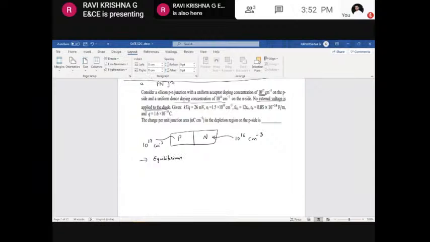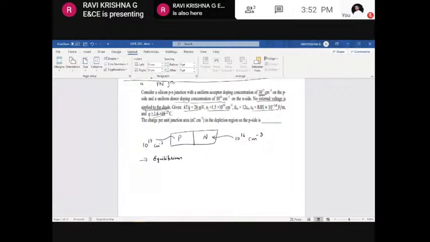Which means the device is under equilibrium state. It is given that kT/q, the thermal voltage, is 26 millivolts, and the intrinsic concentration of silicon is 1.5 × 10^10 per cubic centimeter. The permittivity of silicon is given as 12 times epsilon naught, and the permittivity of free space is also given, with the charge q equal to 1.6 × 10^-19 coulombs.